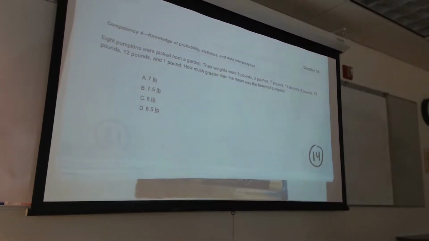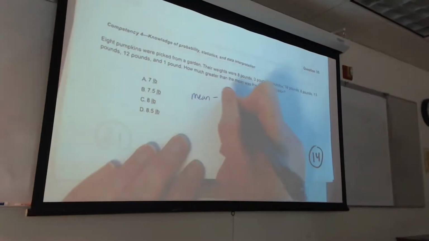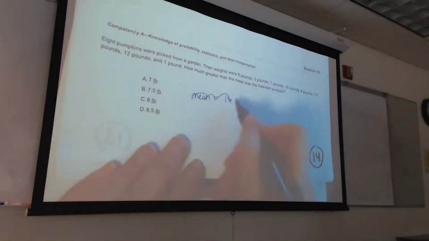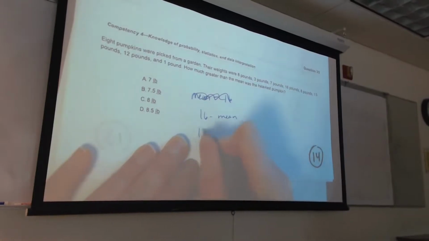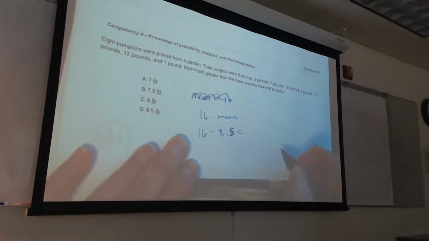So you have to find the mean, right? And then subtract from 16. So what is the mean? So you're going to do the mean minus 16. Sorry, it'd be the opposite. Yeah, 16 minus the mean. 8.5. So you get 7.1.